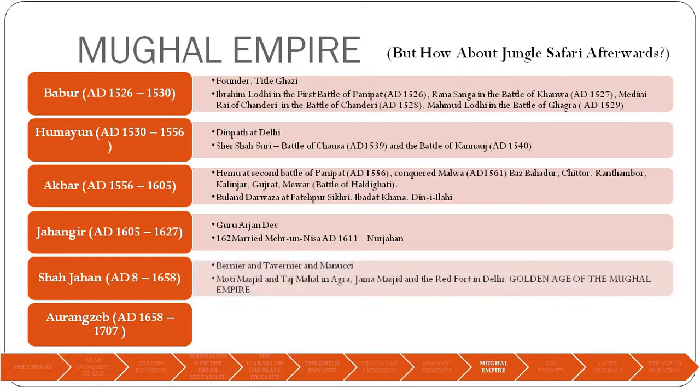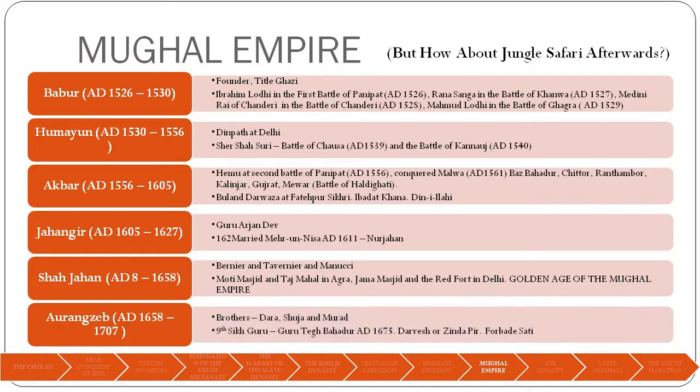Then came Shah Jahan. Two Frenchmen, Bernier and Tavernier, and an Italian adventurer, Manucci, visited his court. He built the Moti Masjid and the Taj Mahal in Agra, the Jama Masjid and the Red Fort in Delhi. His reign is also considered the golden age of the Mughal Empire.